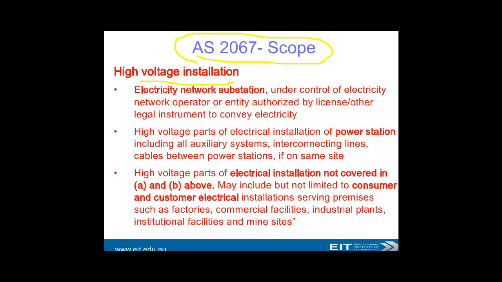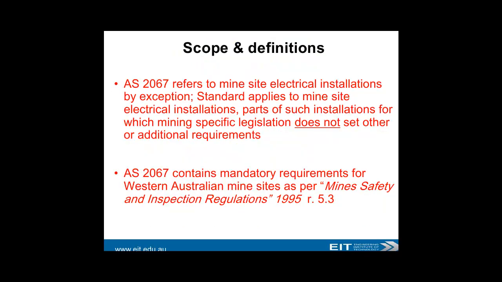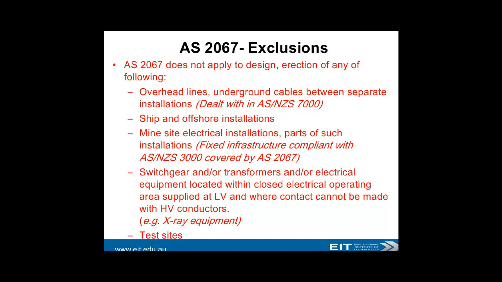So it refers to high voltage installations, electrical network substations, and obviously electrical installations associated with power stations. Also high voltage parts of electrical installations are covered. So really mainly electrical installations and perhaps consumer installations as well. It also refers to mine site installations, except where there's specific legislation covering mine electrical equipment. So just bear in mind that there are also mandatory requirements for Western Australian mine sites.